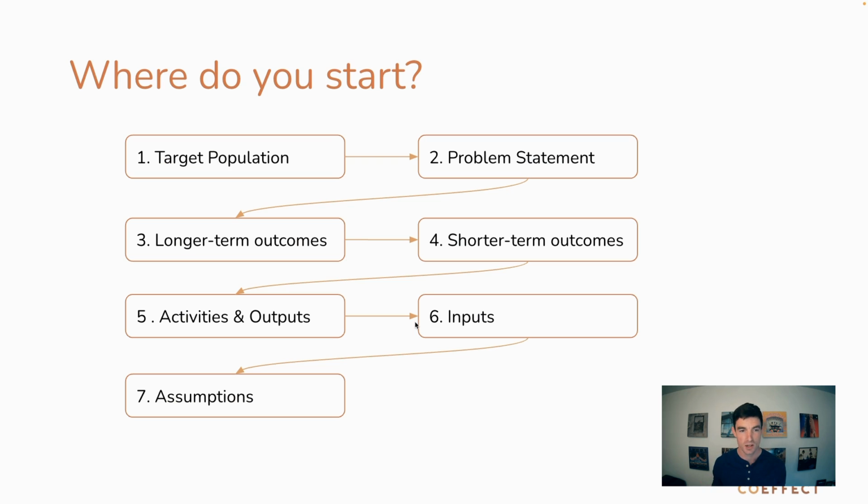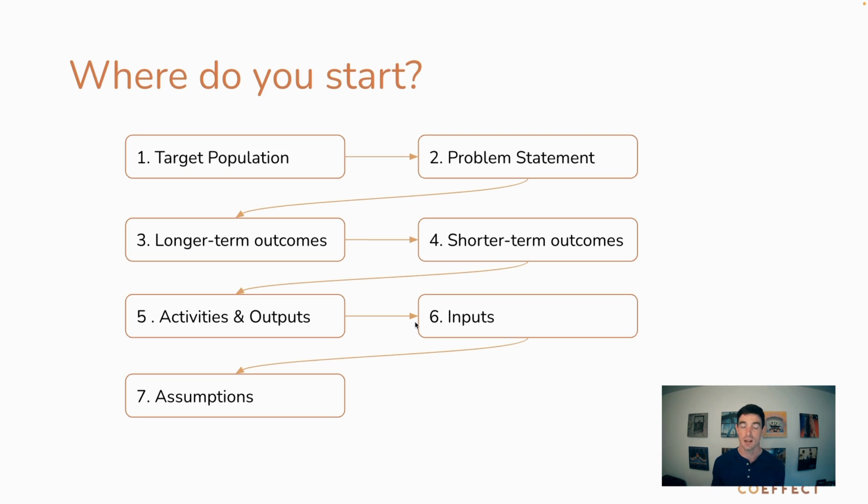Those two are pretty foundational, because then your outcomes should be related to or the opposite of that problem. So then you get into thinking about longer term outcomes, then shorter term outcomes, then how your activities and the outputs, the concrete measures of the scale of those activities, relate to your shorter term outcomes. Finally, your inputs and assumptions.